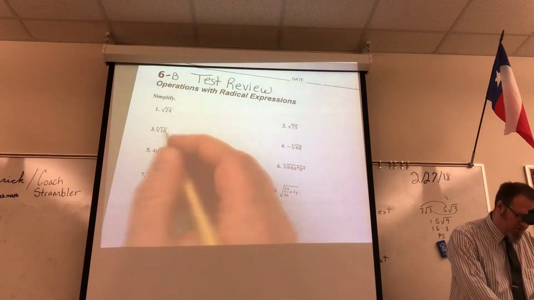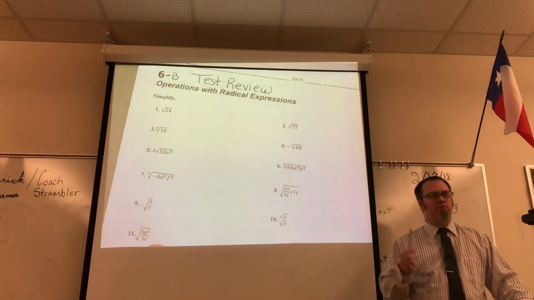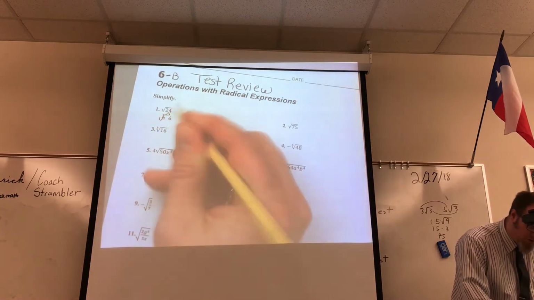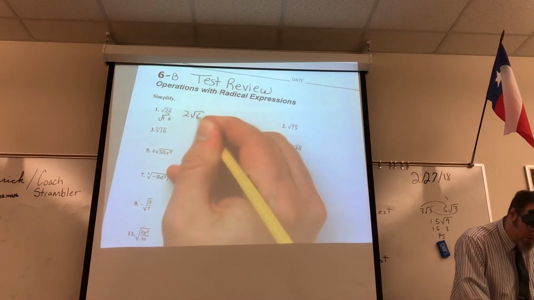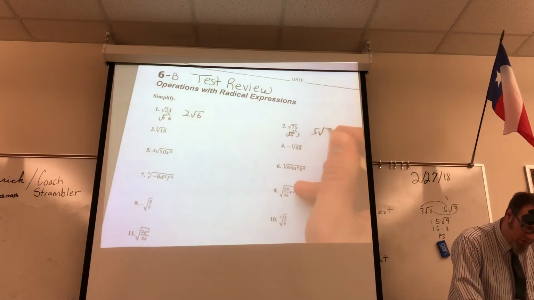Square root of 24 on this first one if we're simplifying. You can do the birthday cake method on this. I just look for the largest perfect square. This is going to split into 4 and 6. The square root of 4 is 2, so that's 2 square root of 6. On number 2, 75 is 25 and 3. Square root of 25 is 5, that's 5 square root of 3.